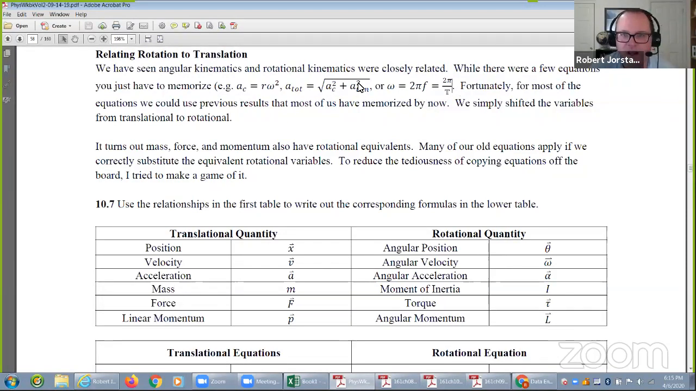Whoops, looks like I forgot a paren on that. My bad. Good thing it's not code. All right, so it turns out we have these new rotational equivalents. So if I could scroll down just a little bit.